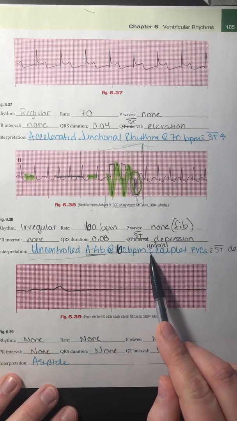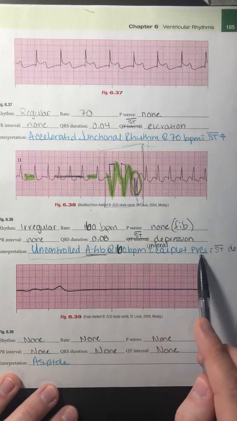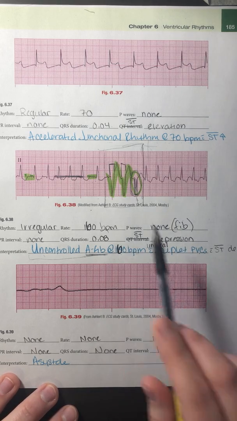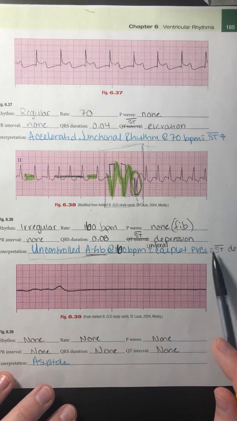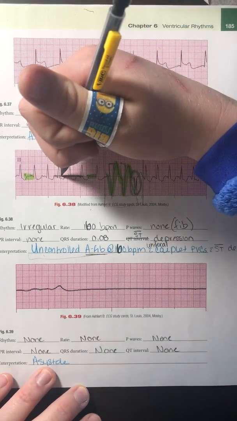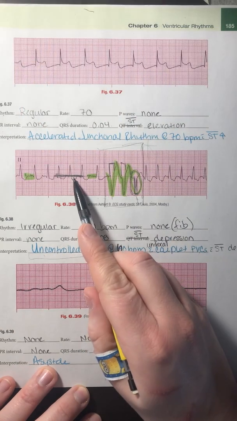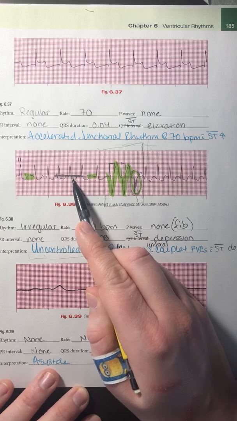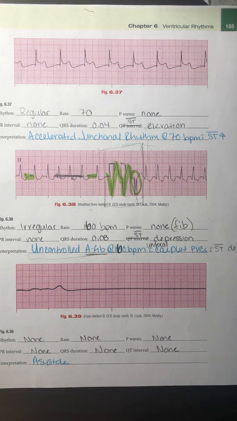For the second part, I have with unifocal couplet PVCs. Unifocal because they both look the same, couplet because there's 2 together. And then I did notice some ST depression, but it's very small, and that's why I darkened this isoelectric line here so you could see that it is about 1.5, 2 blocks here, so we do want to consider throwing that in there.